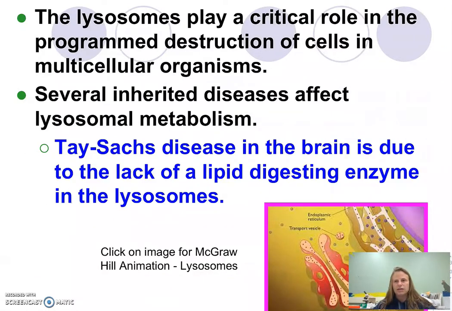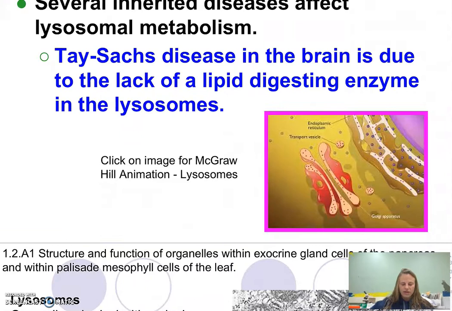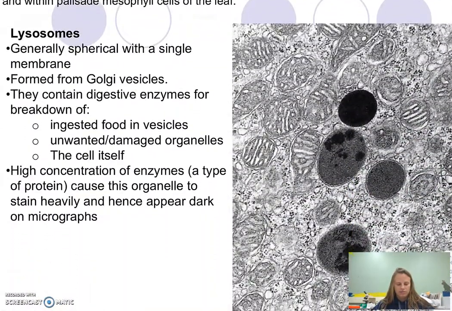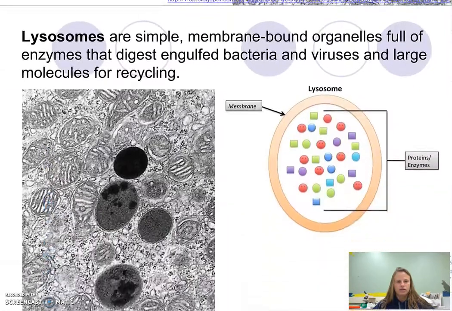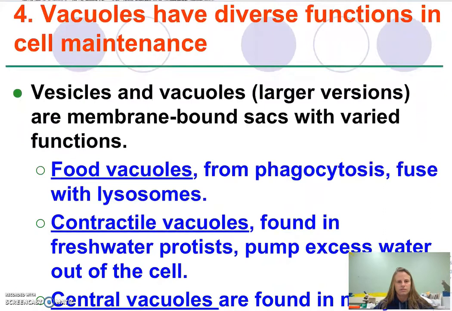Sometimes it's known as apoptosis. Sometimes I call it apoptosis, tomato, tomato, potato, potato. But anyway, Tay-Sachs disease actually is linked to the lysosome because it's due to the lack of the lipid digesting enzyme in the lysosome. If you're interested, this is a short video on lysosomes. Here's a summary slide on lysosomes, as well as this slide summarizing the lysosomes.